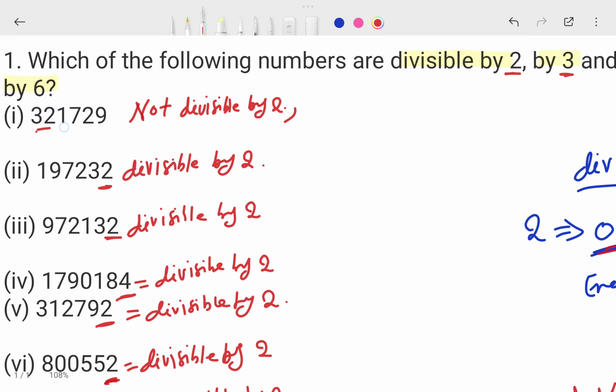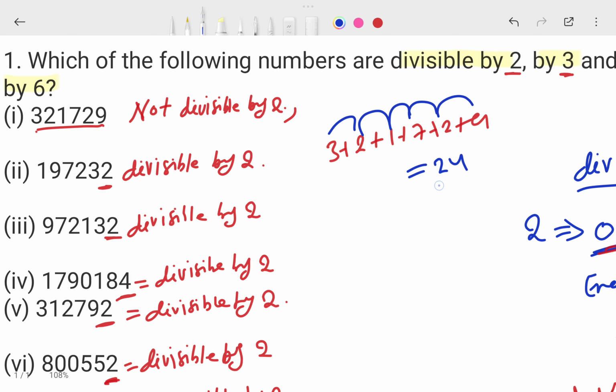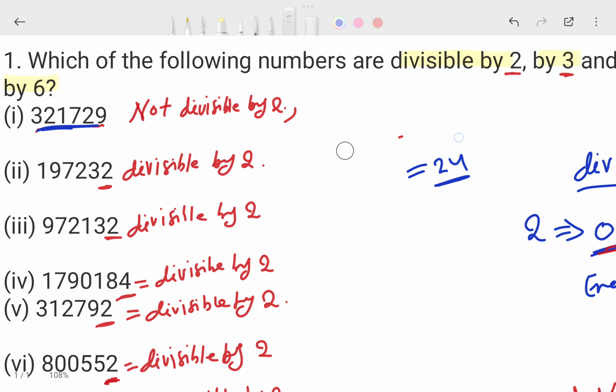By adding this number. So let's add. By this number you have to add 3 plus 2 plus 1 plus 7 plus 2 plus 9. How can you add? Like this: 5, 6 plus 7 is 13, 13 plus 2 is 15, 15 plus 9 is going to be 24. So in the 3 table 24 is there. Yes, it is there. It means that this number is also divisible.